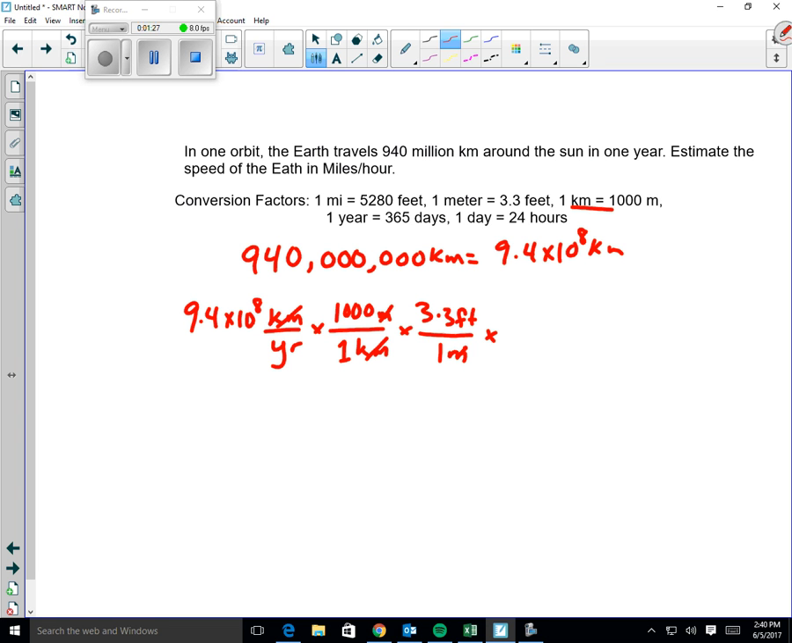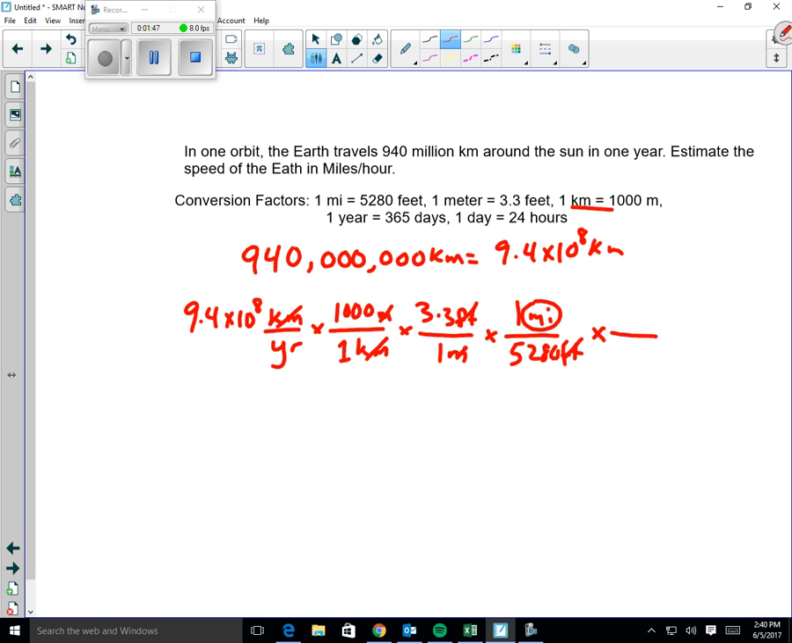Now I got to get rid of feet. 1 mile is 5280 feet. So I'll put 5280 feet on the bottom, 1 mile on the top. Now my feet cancel, and I'm left with miles, which is what I wanted because I want the answer in miles per hour. Now I have miles per year, so I have to get rid of the years.